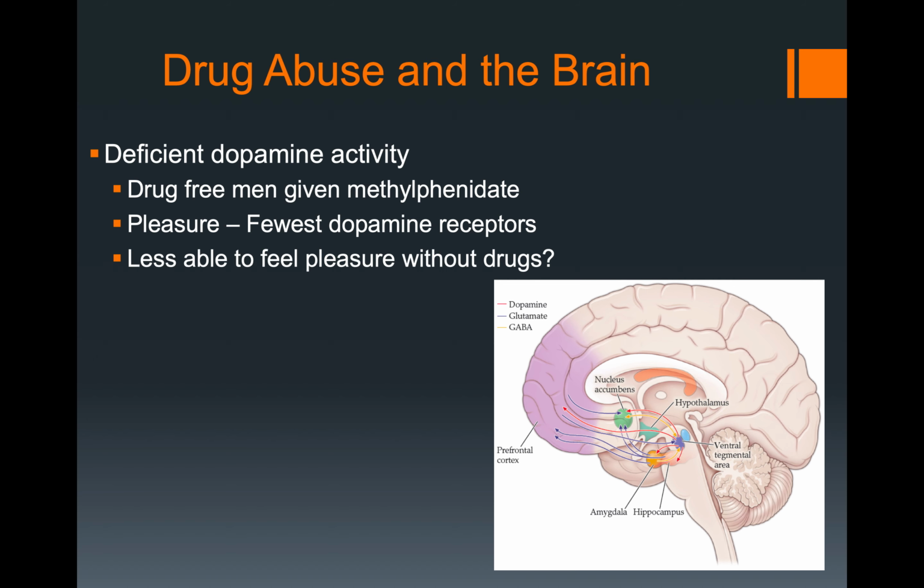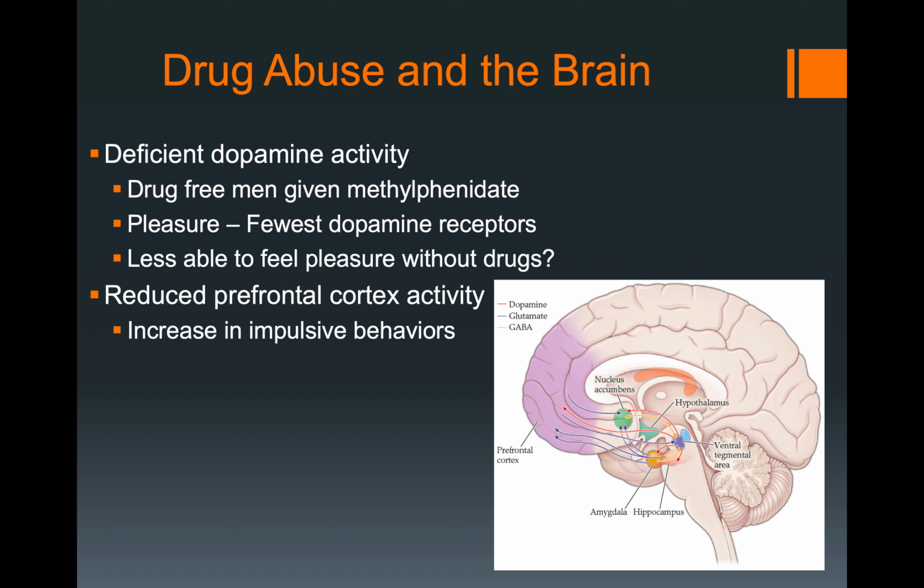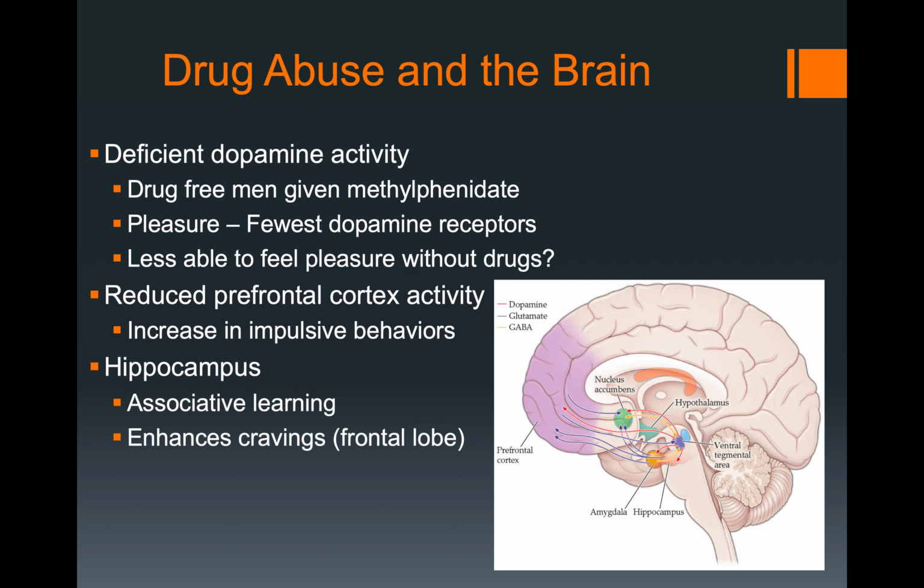And so it's thought that people who naturally seem to have fewer dopamine receptors may be less able to feel levels of pleasure without drugs. And so drug use is a way to try to normalize their dopamine activity. We see that a number of drug users have reduced activity in parts of the prefrontal cortex. The prefrontal cortex is involved in planning and impulsive behaviors, and so decreasing that activity may decrease their ability to make the best decision to not do drugs that have a harmful impact on their life.